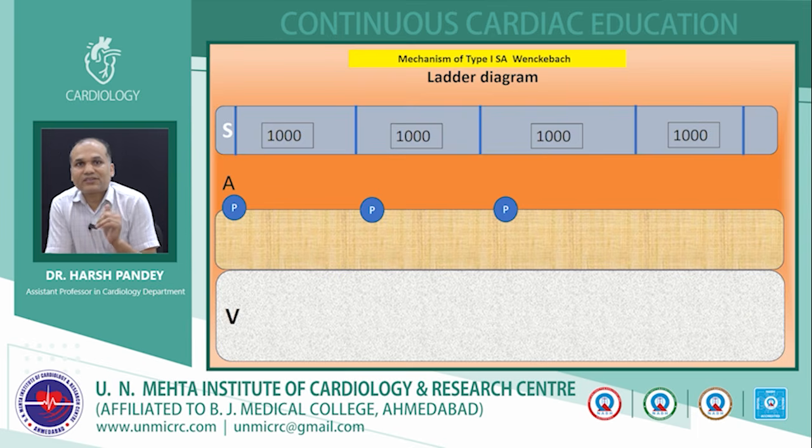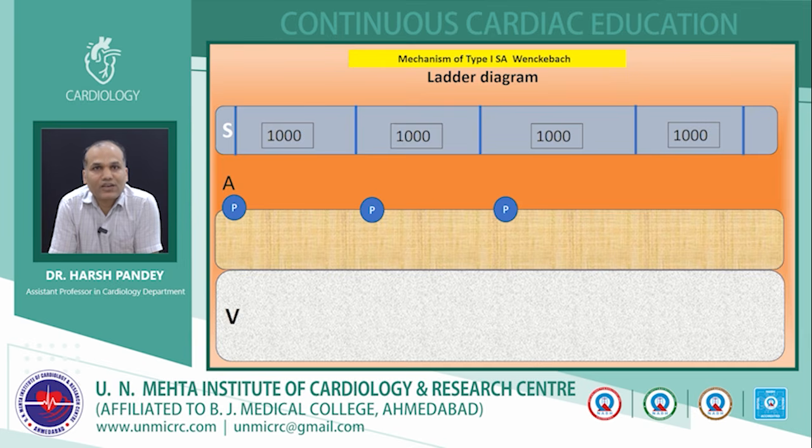First, we will discuss the mechanism of type 1 SA nodal exit block. We will understand it through this ladder diagram. Here the sinus node is discharging at the rate of 1000 milliseconds. The impulse will travel through the atria, then the AV node, and subsequently to the ventricle. So this is the first beat.